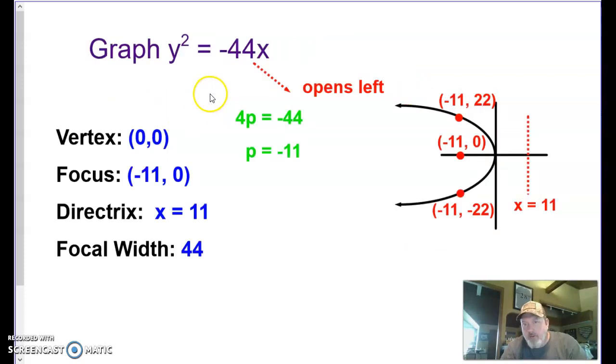Y squared equals negative 44x. So again, we know that's going to open left. I gave you a fairly detailed picture this time just so we have an idea, but again, you don't have to do that. If 4p is negative 44, then p is negative 11. That just tells me that my focus here is at negative 11, 0. The directrix is at positive 11. The focal width is 44, so 22 up, 22 down from the focus. And again, because this is negative, it's going to open to the left.